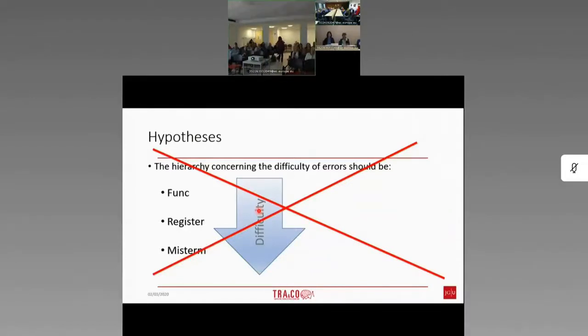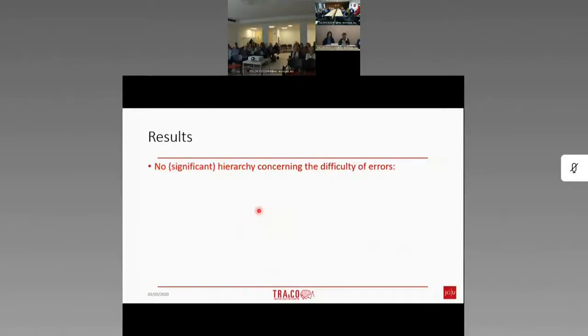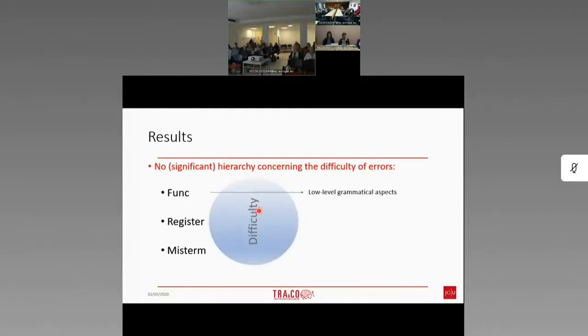So, all our hypotheses down the drain. None of those hypotheses was substantiated. So we can conclude that there's no significant hierarchy concerning the difficulty of errors. All errors are treated equally. We can also say that function, register, and misterm, so low-level grammatical aspects in terms of function words, contextual aspects in terms of register, and terminology or mistranslation, are all treated equally.